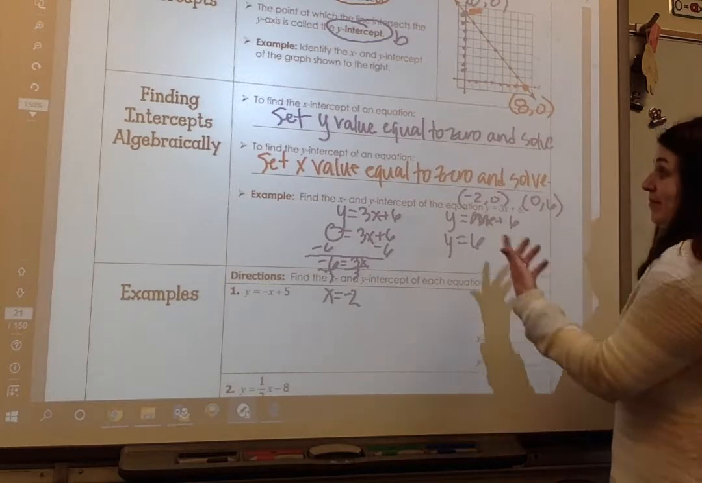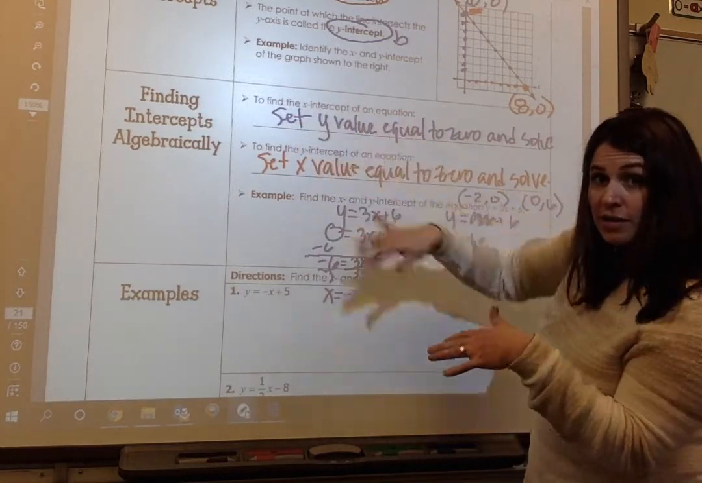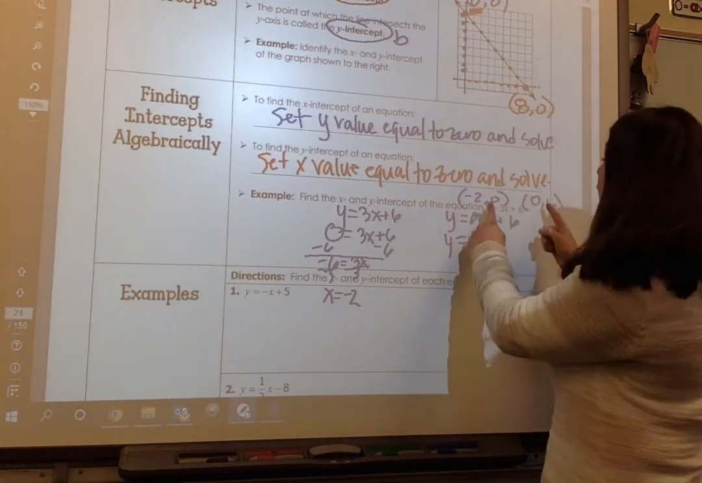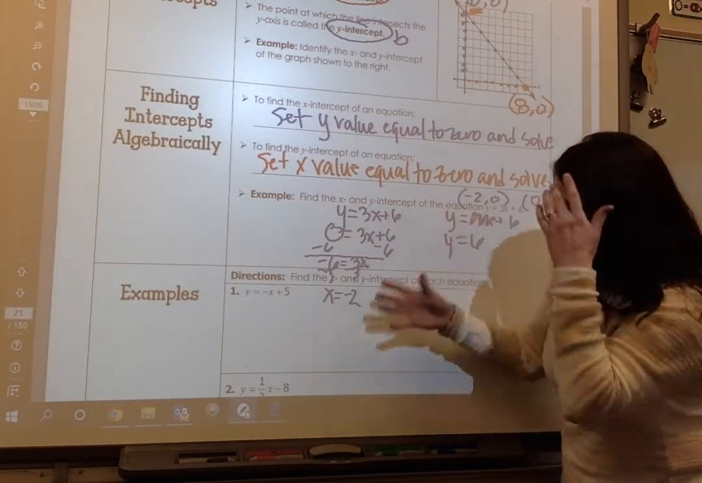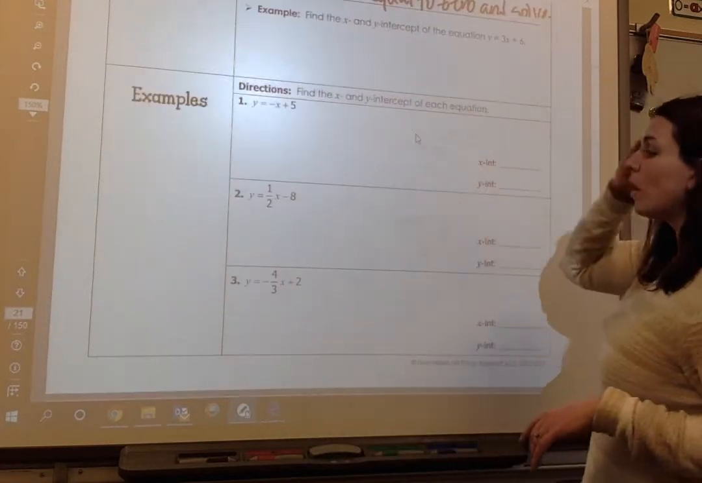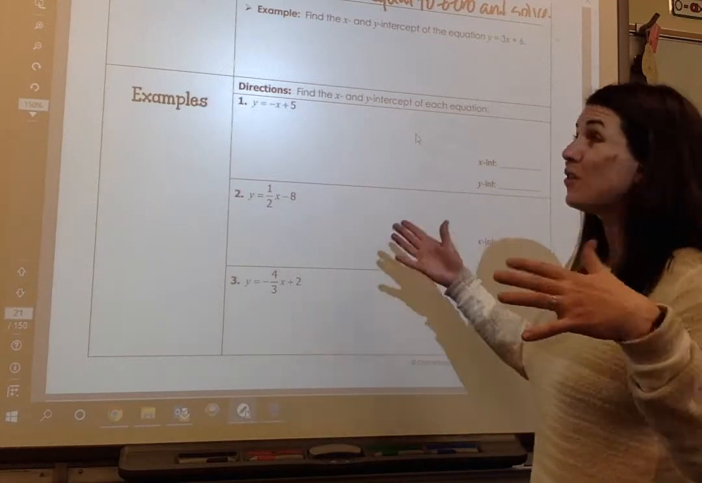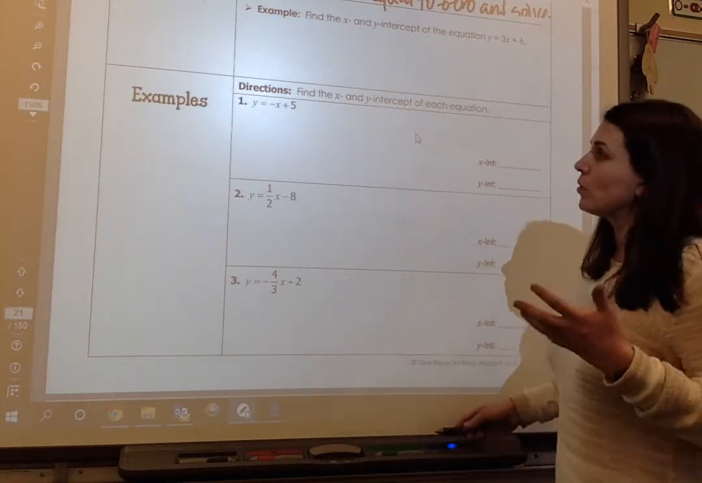And that's it. To find your x and y intercepts, you follow these directions and solve, and then you can graph those 2 points and connect the dots. So that's what we're going to be doing here. All right. So on these, I kind of want you to pause 1 through 3, pause and see if you can figure it out on your own, and then we'll talk about it.